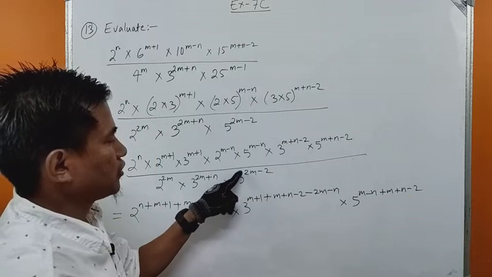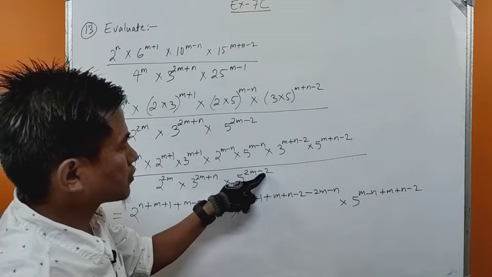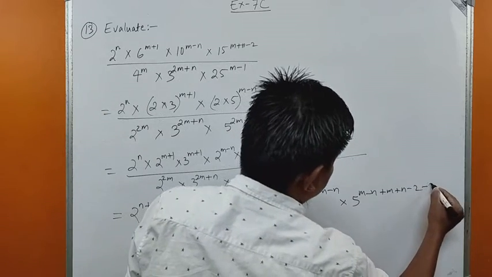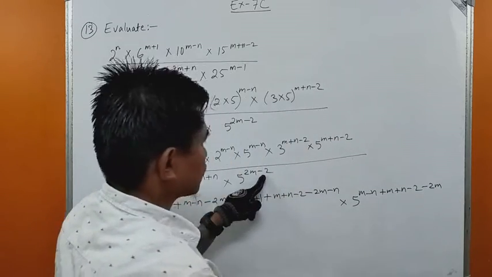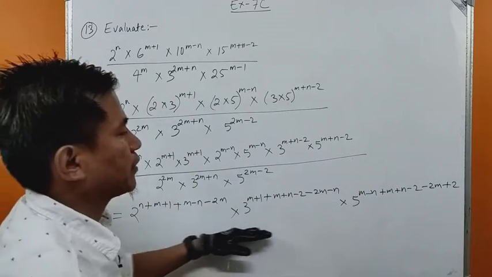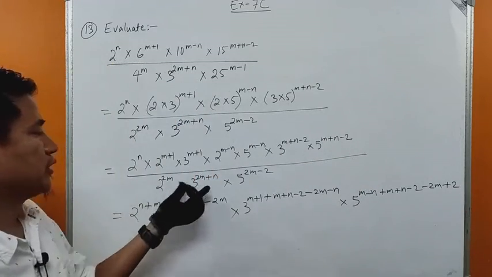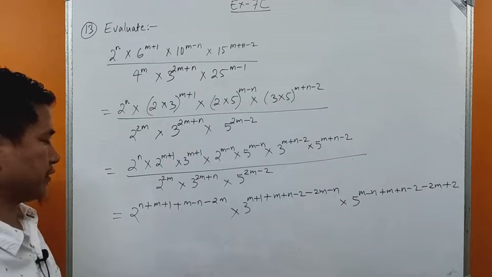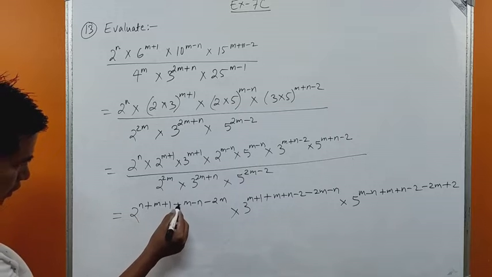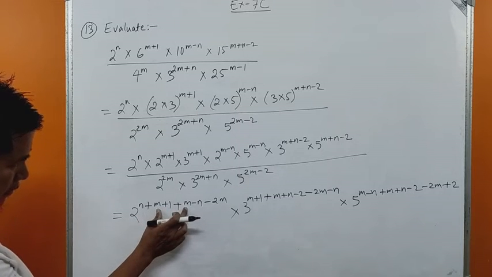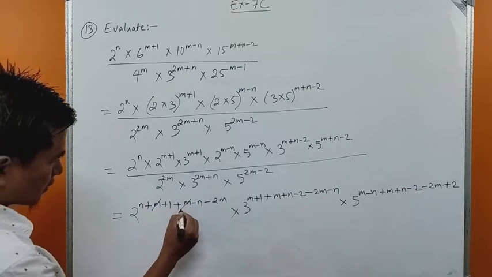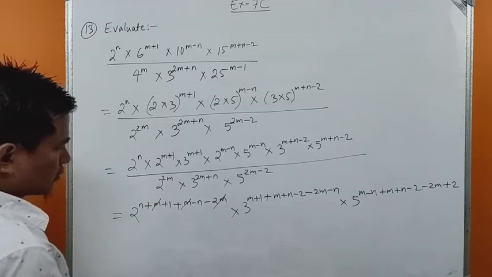changes. This plus 2m becomes minus 2m, this minus 2 becomes plus 2. So we don't have any number in the denominator now, because we transpose this number to the numerator. Now we have plus m, m and m, 2m, isn't it? So minus 2m plus m, 2m minus 2m cancelled out.